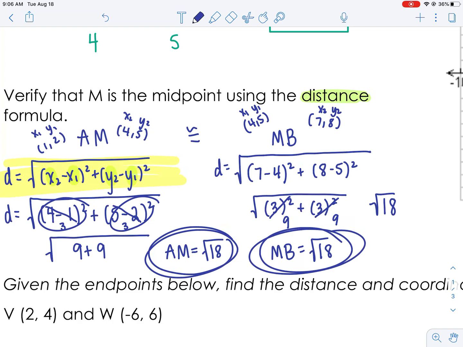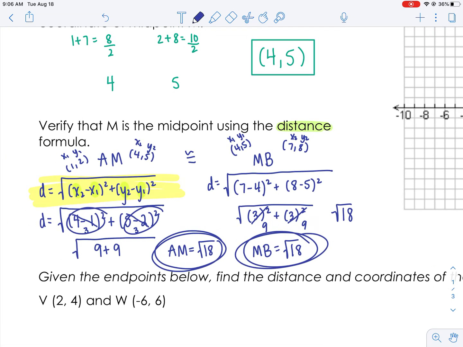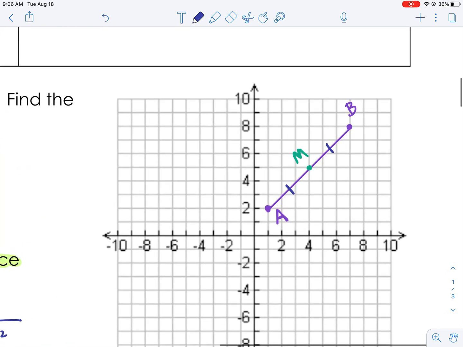That's it. So I did verify that M was the midpoint by finding the distances between A to M and M to B. And so over here, I know that this is the square root of 18 and that this is also the square root of 18.